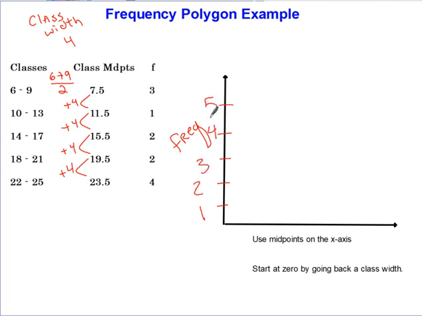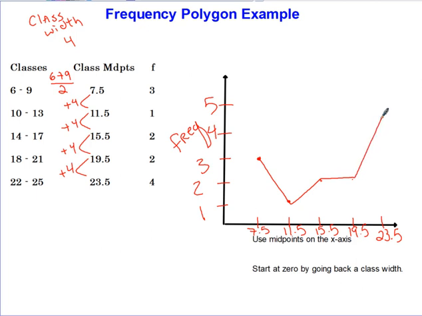But now when it comes to the x-axis, my labels are a little bit different. Instead of going from 6 to 9 or 6.5 to 9.5, I go at 7.5. At 7.5, I'm going to go up to 3, and there's my dot. Go over 4 to 11.5, go down to 1. Next class midpoint, 15.5, goes up to 2. Next class midpoint of 19.5 stays at 2. And my last class midpoint, 23.5, goes up to 4. Connect those dots, and you've got your frequency polygon.